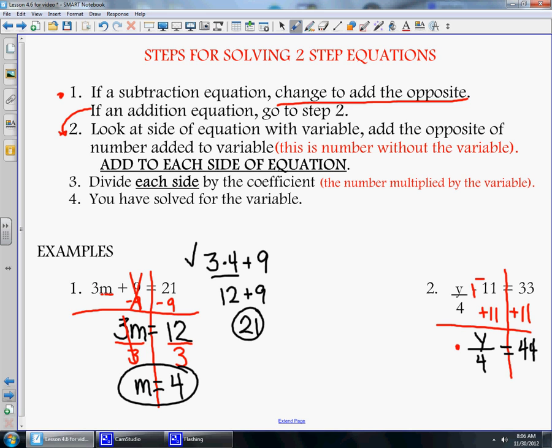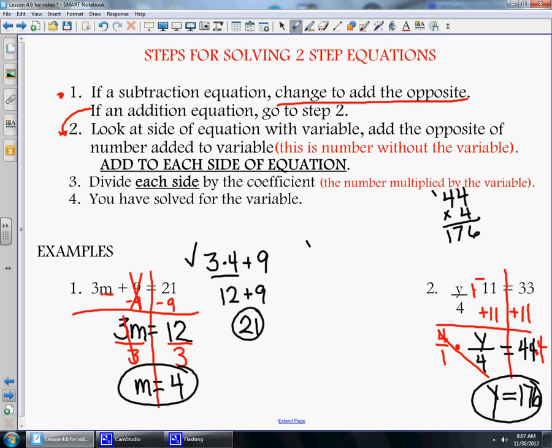So to undo division, we multiply. So we're going to multiply by 4, that cancels. We're going to multiply this side by 4. So y is equal to 44 times 4, which is 176.